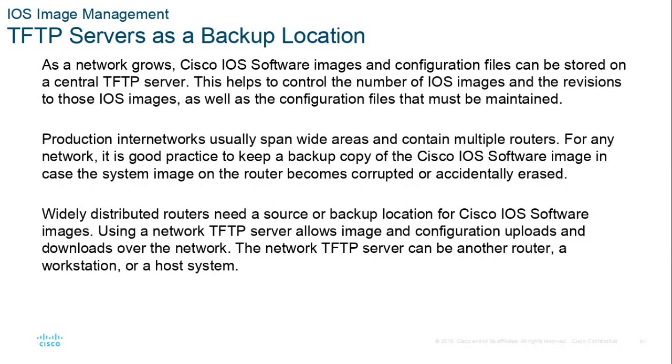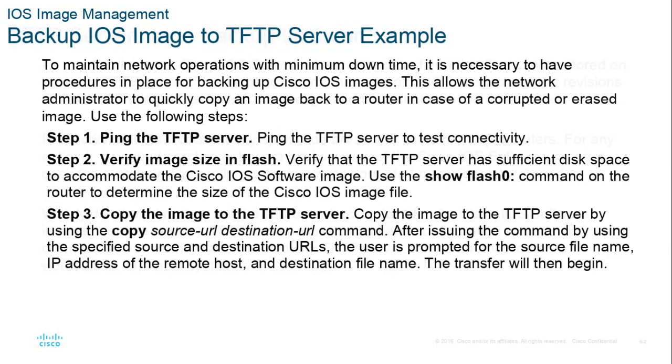So if one of them crashes or the flash memory goes bad, we can use our centralized TFTP server as a backup location to restore this. So here's good practice for using TFTP to back up. Step one, do I have IP connectivity to that TFTP server? I'm going to have to type in this IP address eventually. I'm going to try pinging it. If you can't ping it, you can't copy TFTP to it. That's just testing connectivity.